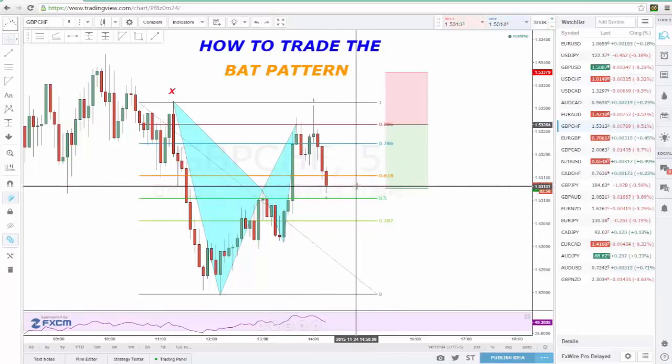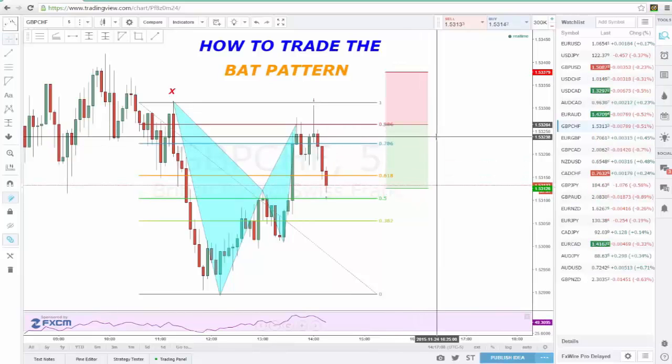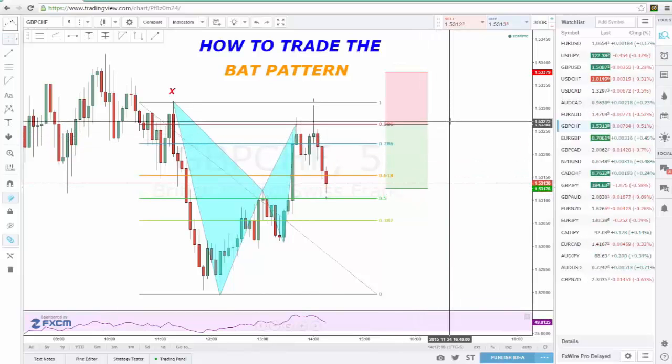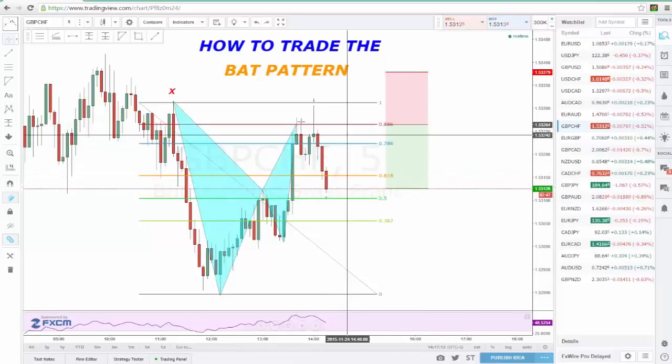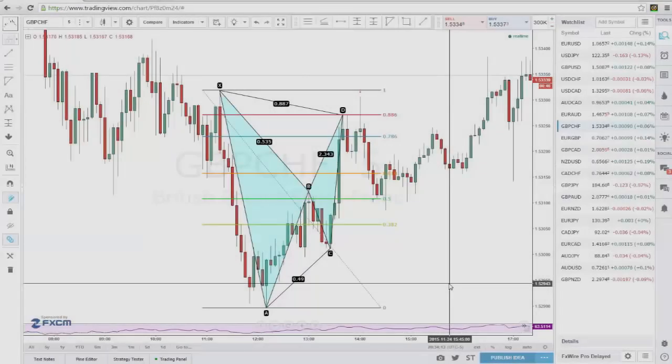And there we go, guys, hit targets on the bat pattern here. Bagged right at 14 pips on this trade, and this was a very good example of a bat pattern and how to trade it. Alright guys, so that's how I trade the bat pattern.